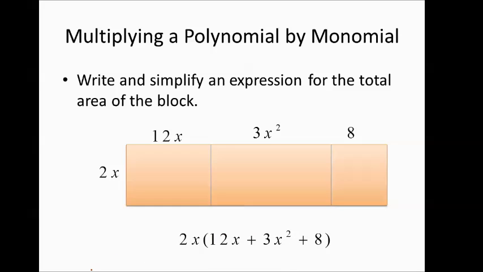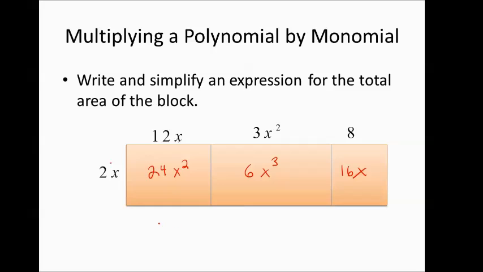If I find the area of 2x times 12x squared, that's going to give me 24x squared, because x times x is x squared. And then the area of 2x and 3x squared will give me the area of this piece, and that's going to be 6x cubed. And the area of this small box here is 2x, this dimension, and this dimension is 8, so that's going to give me 16x.